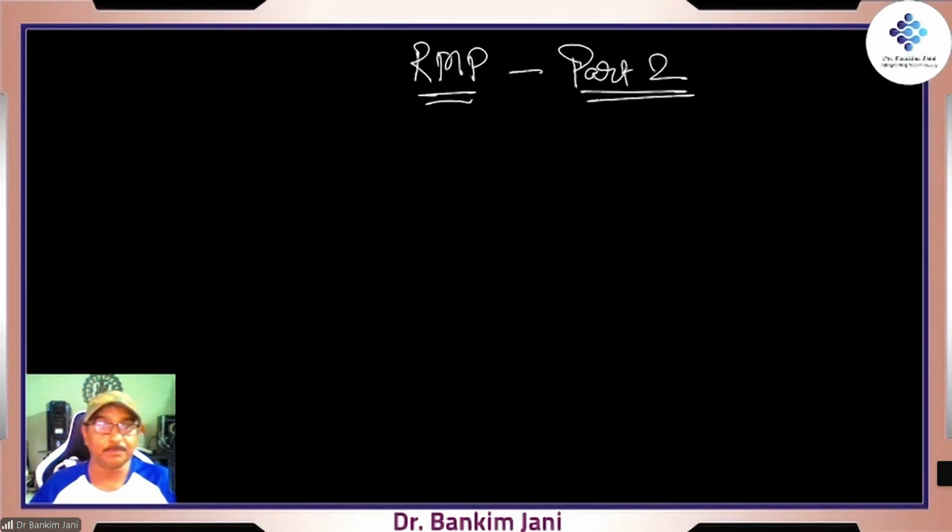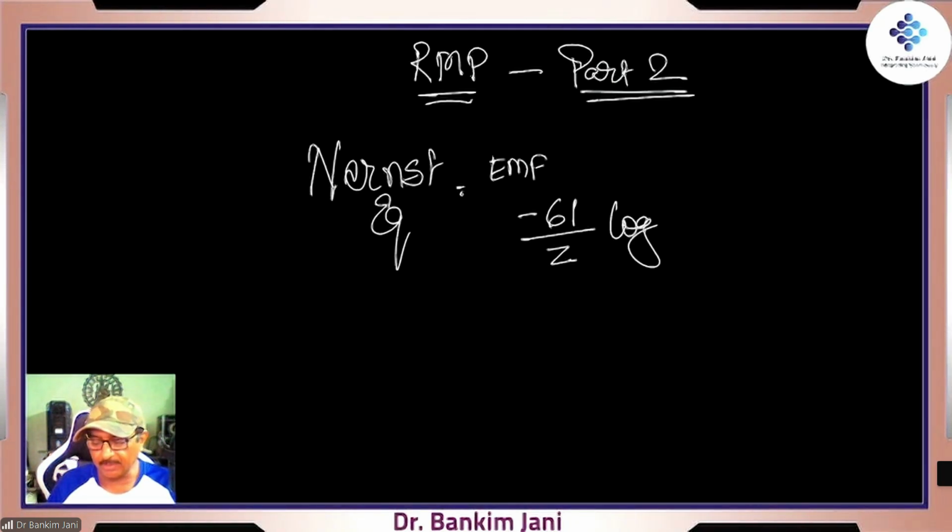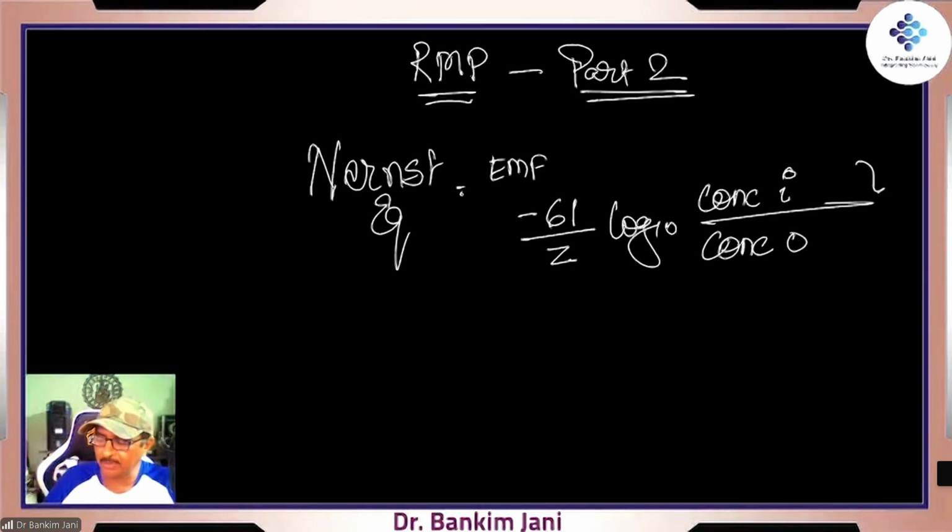it out. Right? So last time, the nutshell was the Nernst equation. In the Nernst equation, the nutshell was that at the end of the entire show, that electromotive force, the formula was minus 61, right? This was upon Z. Z was what? You know it very well. It was the charge, right? And the log of 10, the concentration inside upon concentration outside. This was the whole game.